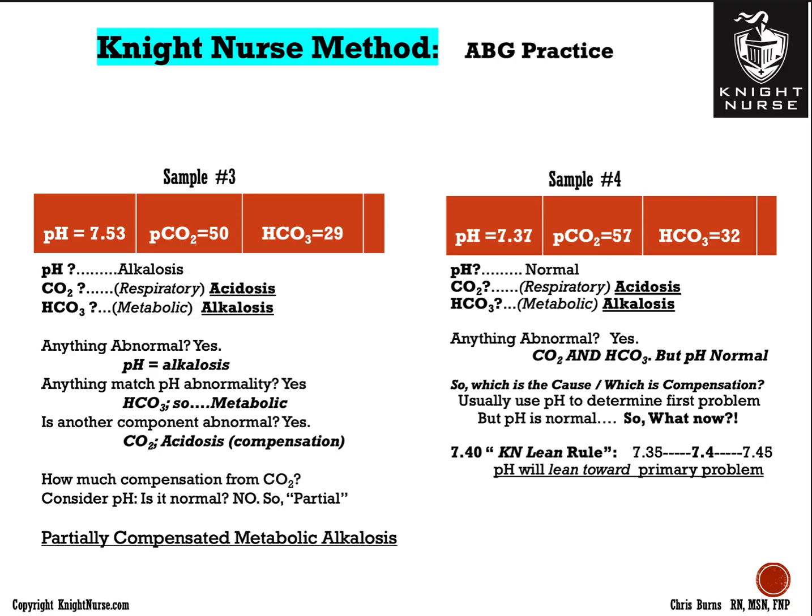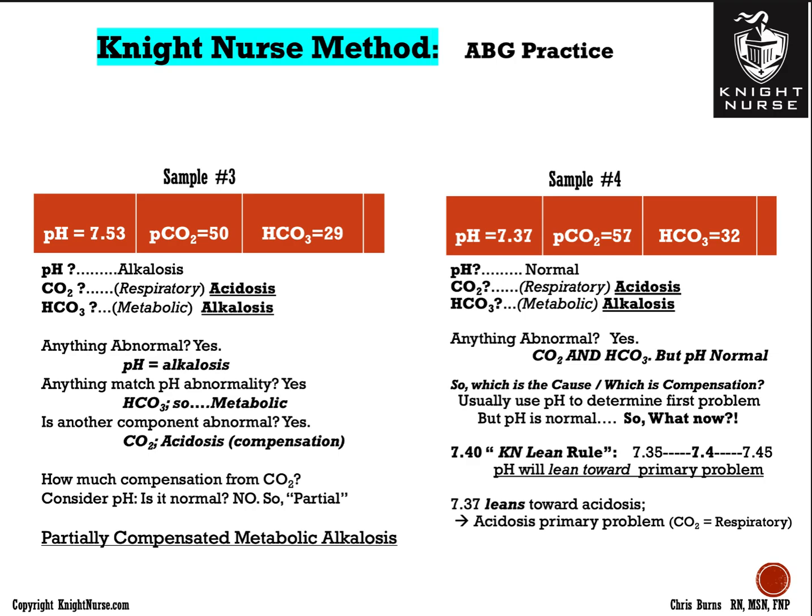So how we do that is we use the 7.40 Night Nurse lean rule. All right, our normal blood gas is 7.35 to 7.45, so the middle of that is 7.4. And the body will never do more work than it has to. So the pH will lean towards the primary problem. As soon as the body compensates enough to get into the normal pH range, it will stop. So the lean rule will let you see that the pH is leaning towards the first problem, even though it's worked to get the pH right. Okay? So 7.37 leans towards acidosis, doesn't it? It's below 7.4. So acidosis is the primary problem, and in this example, CO2, respiratory acidosis, is the acidosis.